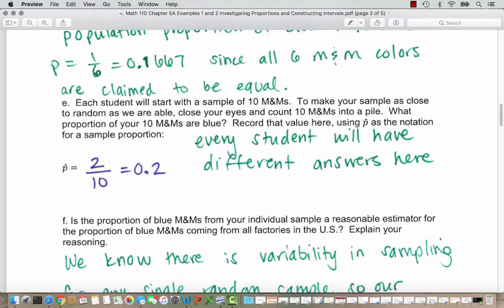All right, so we're going to assume you have a sample of M&Ms. If we were face-to-face, I would give you small bags of M&Ms, and you could count out 10 at random. So imagine yourself counting out M&Ms and a random amount being blue. In this case, our sample proportion, p-hat, with the hat on it to indicate it's a sample proportion and not a whole population proportion, could be 2 out of 10 for this student, or as a decimal, 0.2. We expect every student will have different answers here. Although some students may get the same value, we don't expect every student to get the same value.